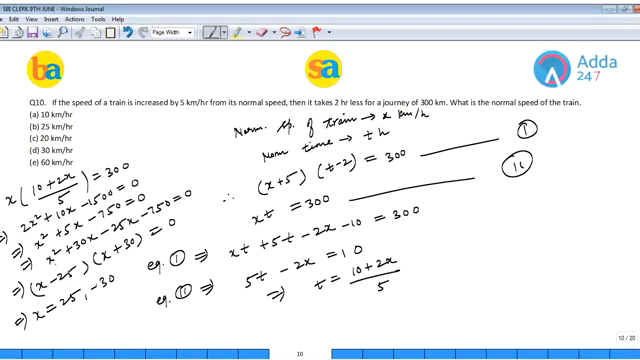So we'll ignore the negative value and consider the positive one. Therefore, the speed of the train will be equal to 25 kilometer per hour. So the correct option is B.